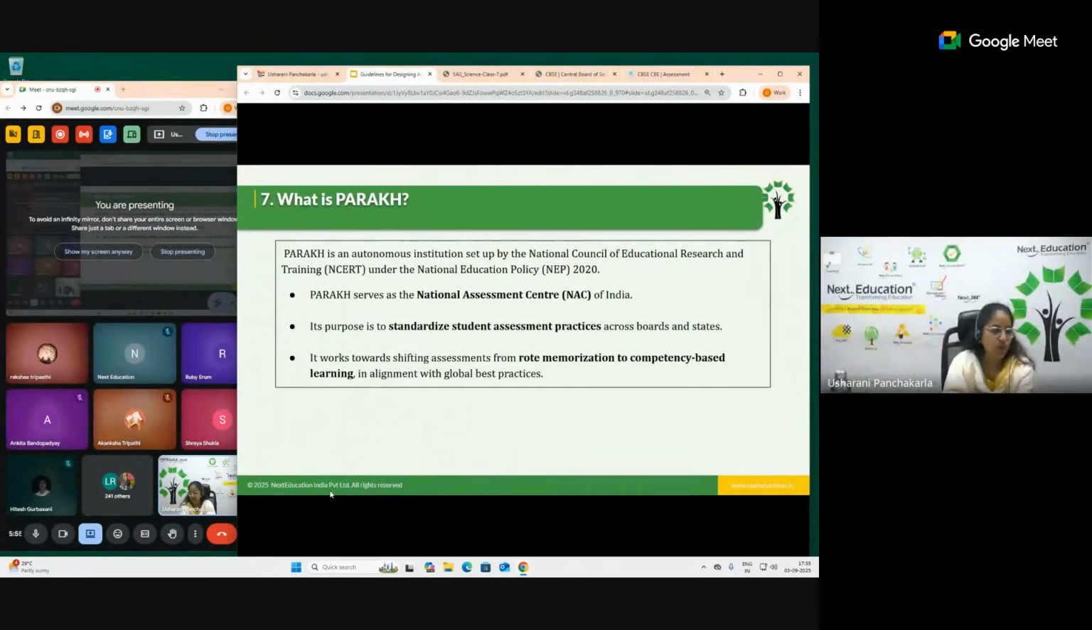Right now what you are doing is a pilot project where they are taking some set of students. But actually, this PARAKH for the higher grades is something where any student can log in, write the exam, get the score, and tomorrow he can rewrite the exam and again the score will be updated.